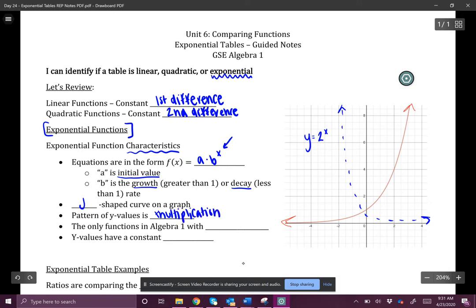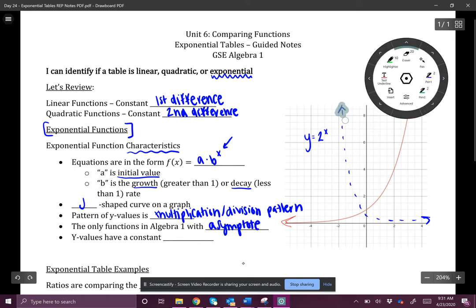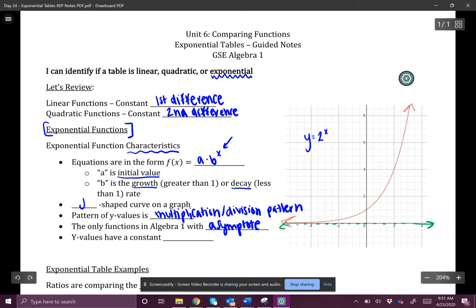That's how we identify it. Exponential functions are the only functions in Algebra 1 that have an asymptote. And remember, an asymptote is that line that the function gets very, very close to, but never touches. So if we were to look at this function that we have here, our asymptote would be y equals 0, because it gets very, very close to y equals 0, but it never actually touches it.